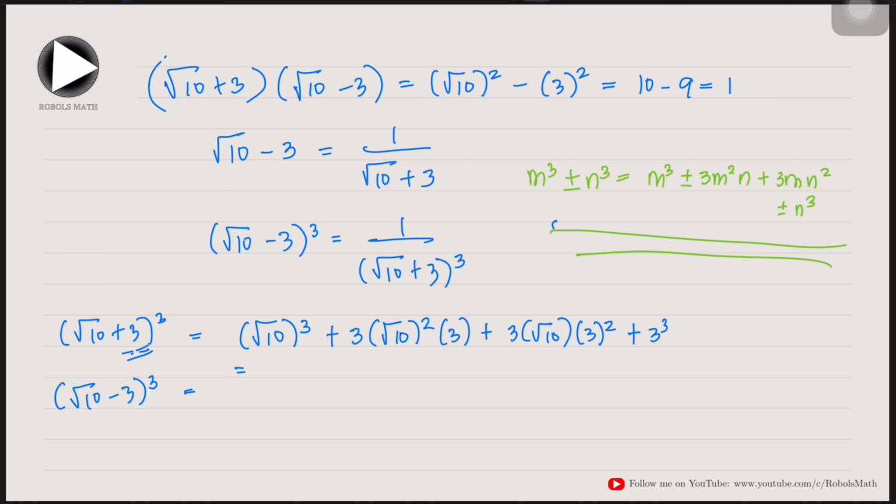We expand the terms. This becomes 10 square root of 10. This becomes 3 times 10 times 9.